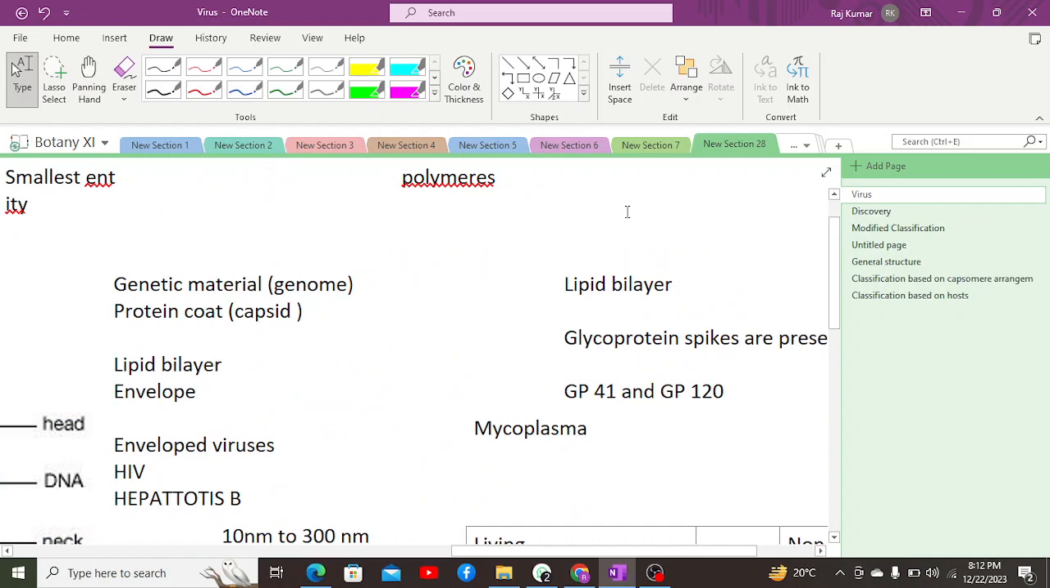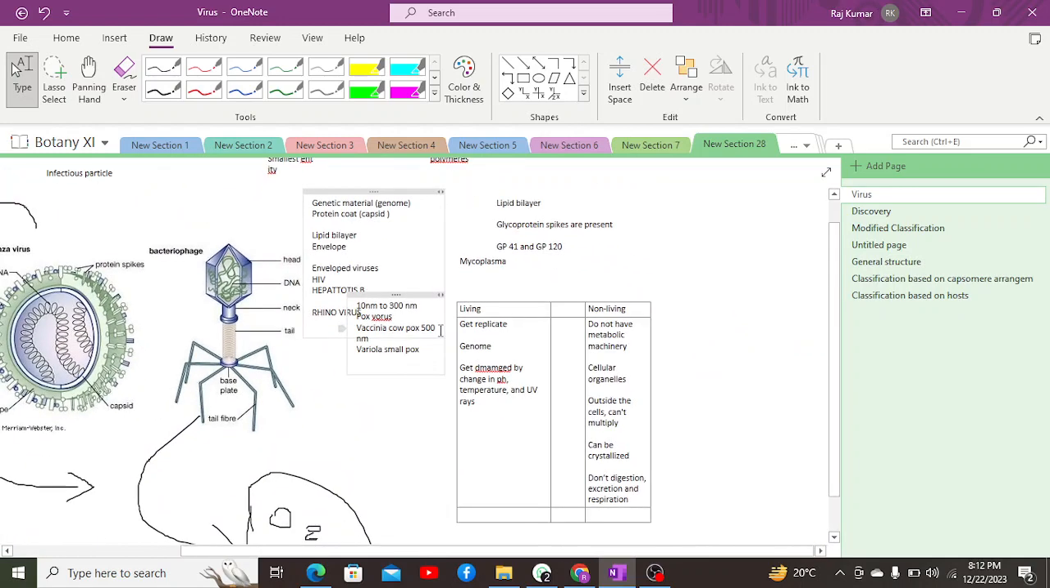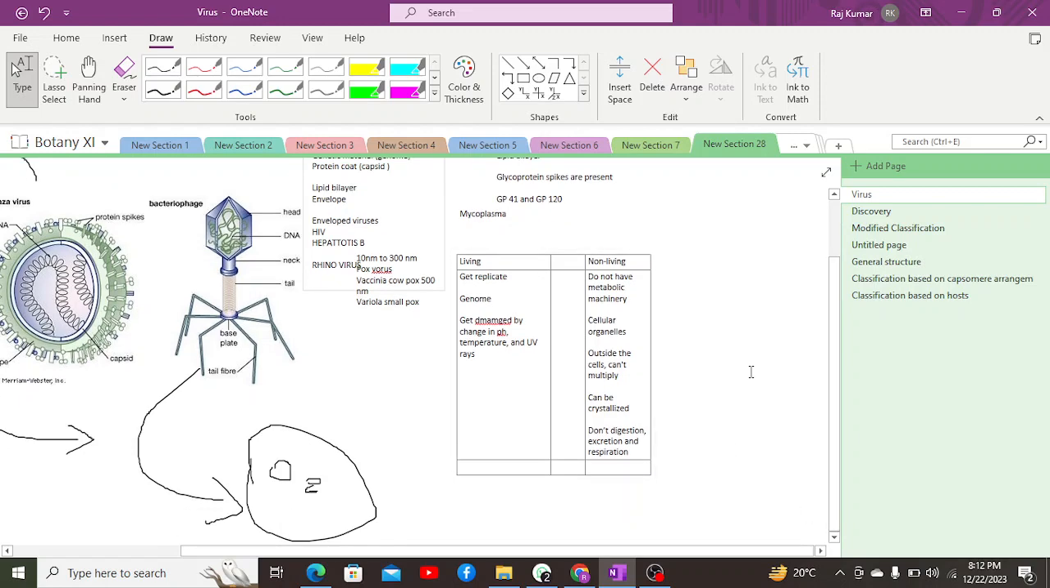That capsid. Capsid is basically a protein coat. That protein coat is made up of several protein subunits known as capsomeres. Now, the capsomere is a protein subunit which has different structures.